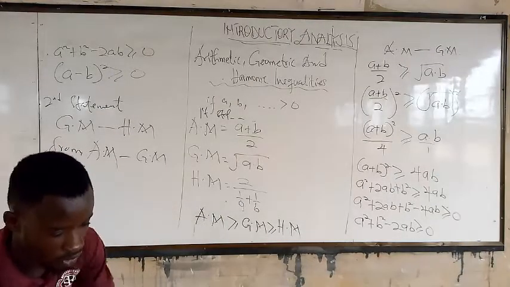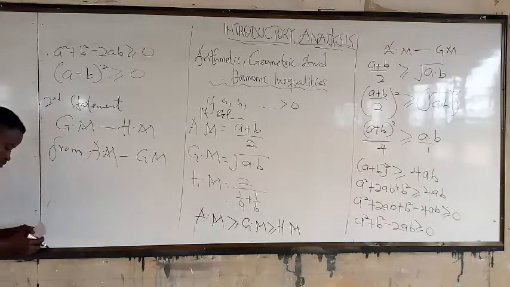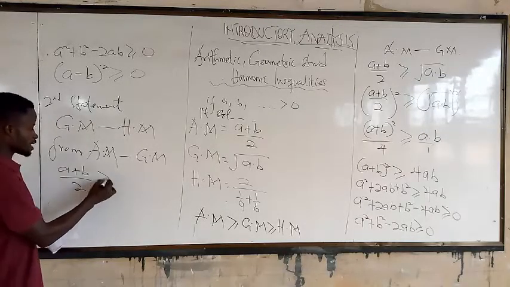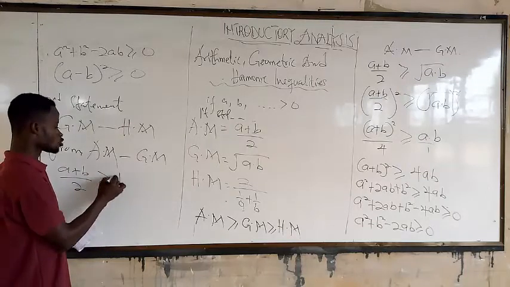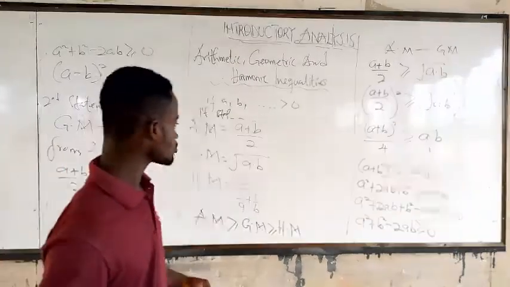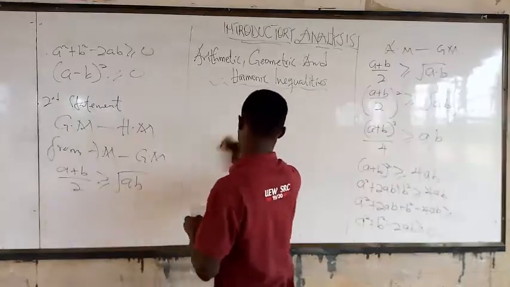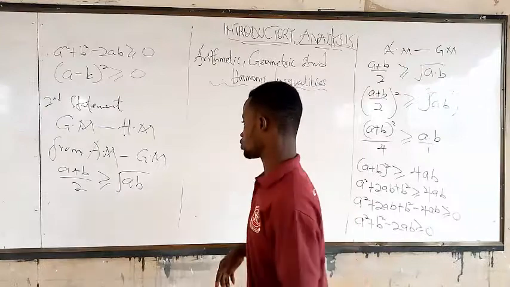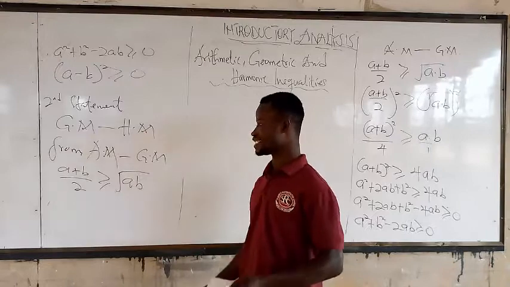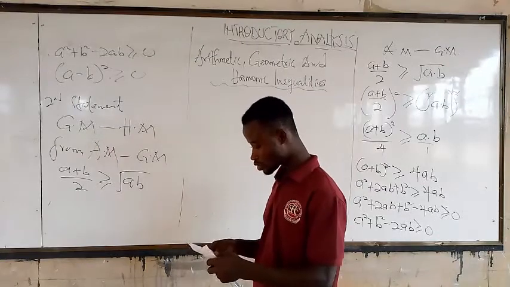So let's move on. We know that for the arithmetic mean, we have (a plus b) over 2, and we are saying that this is greater than or equal to the square root of ab. Alright, so from here, we are going to do something so simple. We are going to generate this to this idea and you will love it. So please watch more.